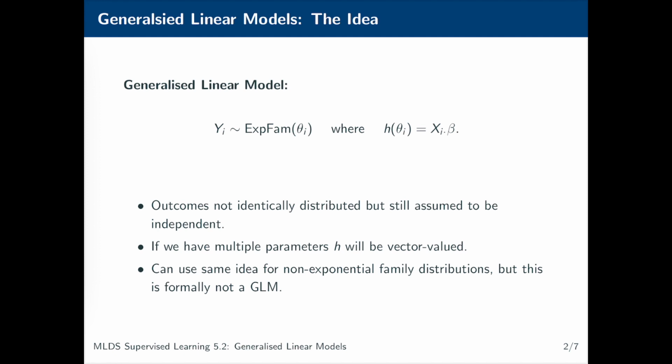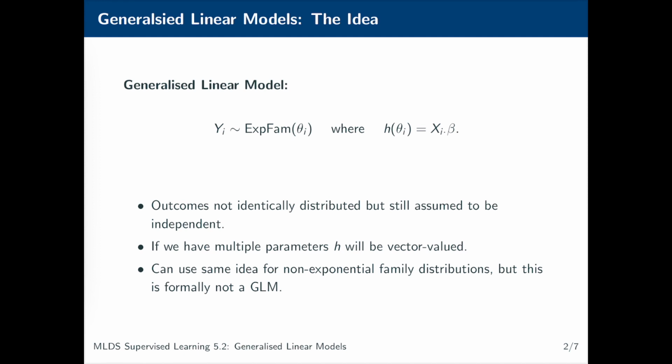In a generalized linear model, we consider our responses to be independent realizations from a distribution within the exponential family, which has one or more parameters that we refer to here using the vector theta. We're going to let one or more of these model parameters vary between responses according to some function h of the linear predictor corresponding to that response. You should note here that if we have multiple parameters depending on the predictor variables, then h will be a vector-valued function.